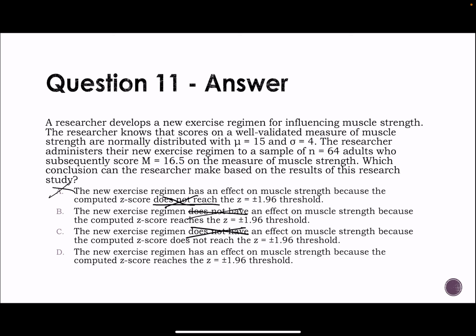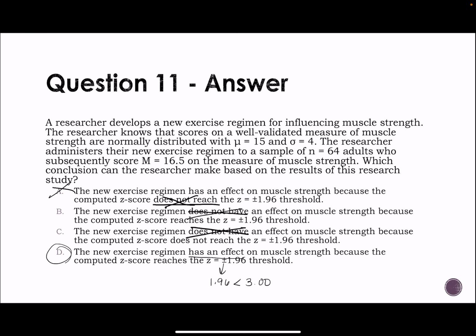The new exercise regime has an effect on muscle strength because the computed z-score reaches this plus or minus 1.96. And what it means here is that your 1.96 is less than your z-score of 3.00, which is completely true. That is why we're saying it has an effect. So our answer here would be D.